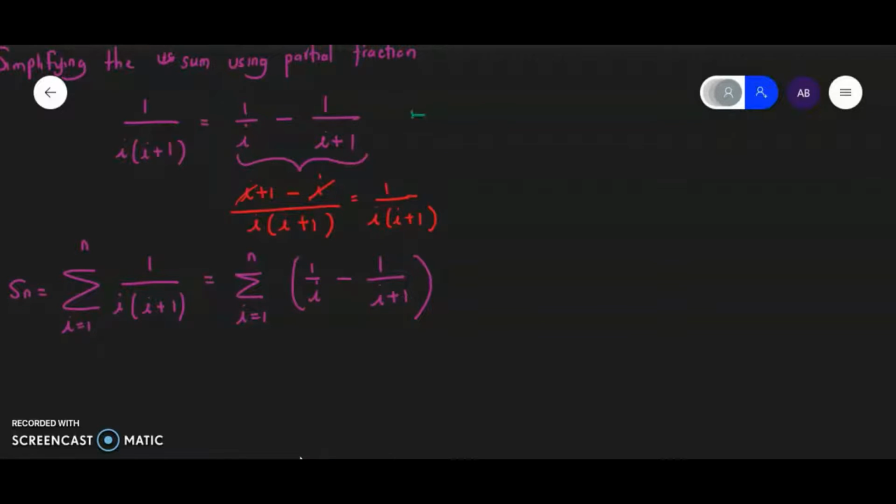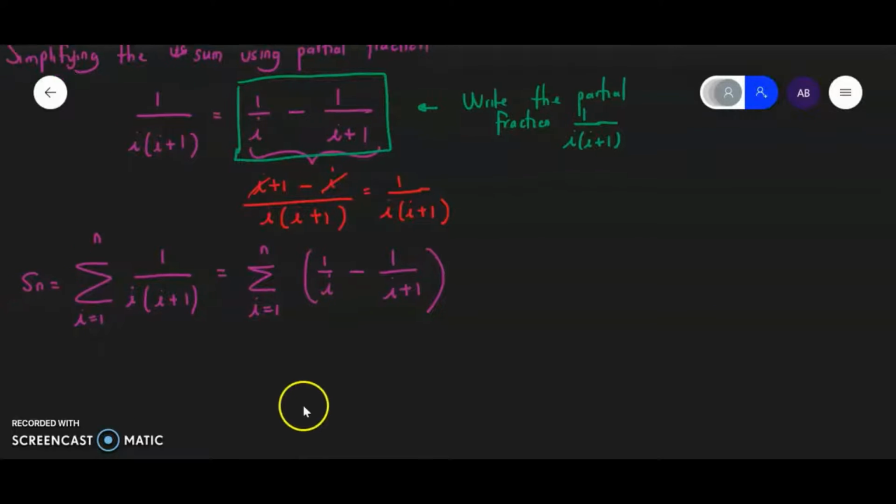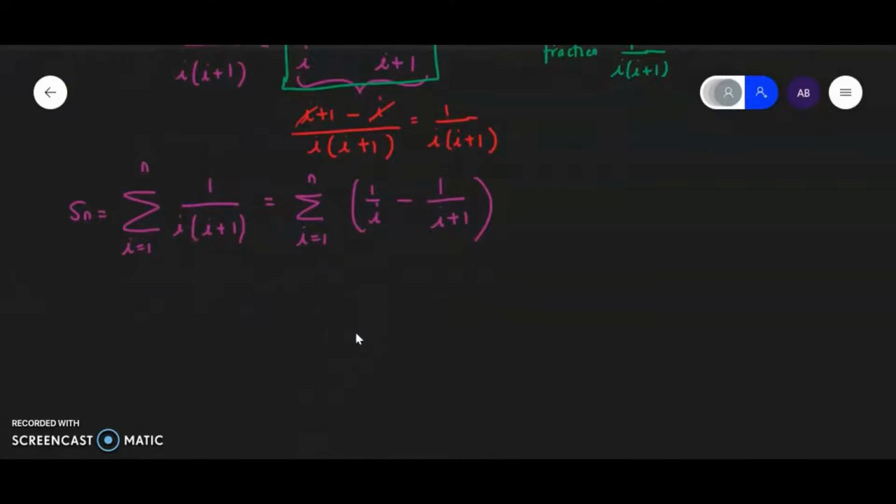You need to write the partial fraction for this term here, i plus 1, and this is what you get when you write the partial fraction. Once you have the partial fraction, it'll be easier to simplify. But before we do that, let's substitute when i equals 1 and so on.